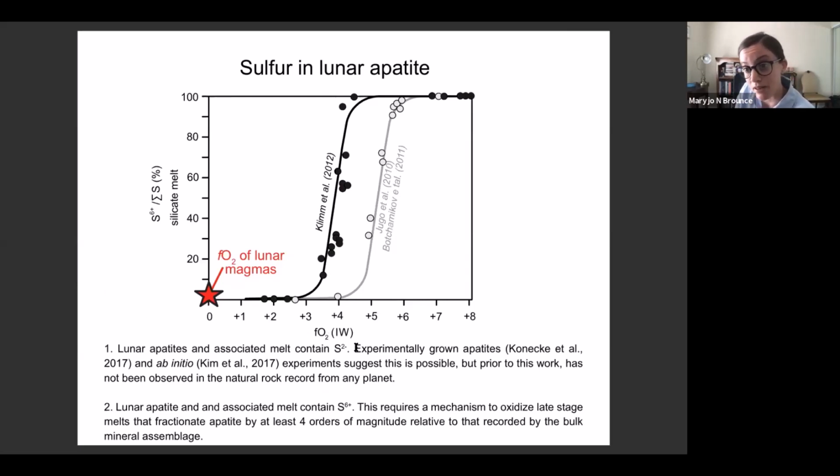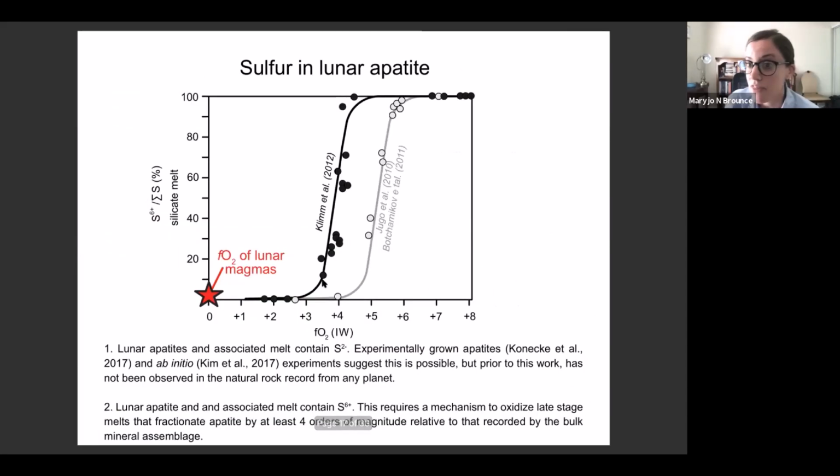creating these apatites experimentally. So in similar ways that these groups are creating silicate melts, Brian will grow apatites in his silicate melts and has demonstrated through sulfur XANES work that these experimental apatites can dissolve sulfur 2- into their structure, but we haven't seen it in the natural rock record. The second option is that they contain sulfur 6+, which would require some mechanism to oxidize those late stage magmas. If the bulk rock mineralogy is telling you that they're down here at iron-wüstite, then there's got to be some last minute event during eruption, during cooling on the lunar surface, that increases the activity of oxygen by several orders of magnitude in order to stabilize sulfur 6+ to partition it into the apatite structure.